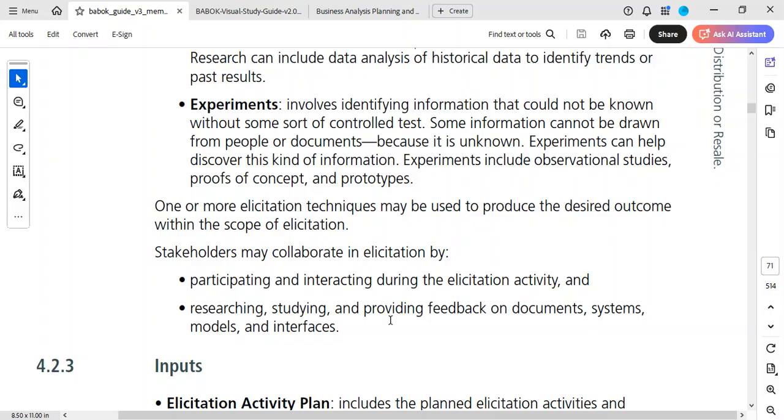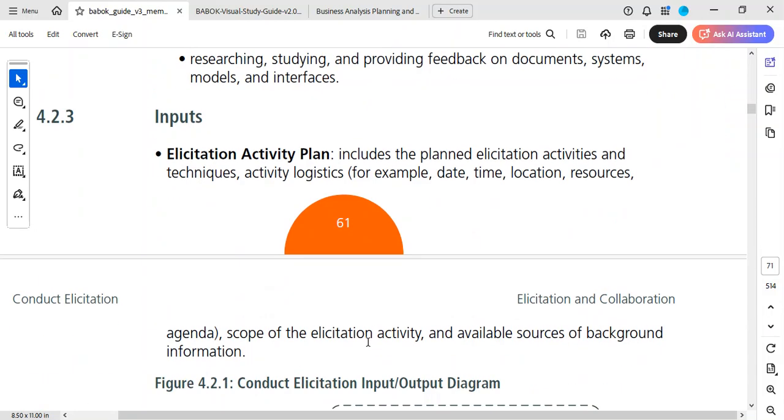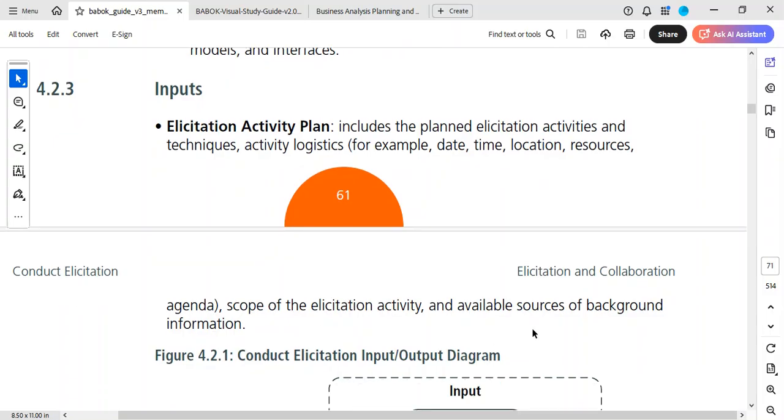So now, stakeholders may collaborate in elicitation by participating and interacting during elicitation activity and researching, studying, and providing feedback on documents, systems, models, and interfaces. Now, input, elicitation activity plan. Yes, remember, you've already built that from your prepare for elicitation. This includes the planned elicitation activities and techniques, activity logistics, for example, date, time, location, resources, agenda, and scope of elicitation activity, and available sources of background information.